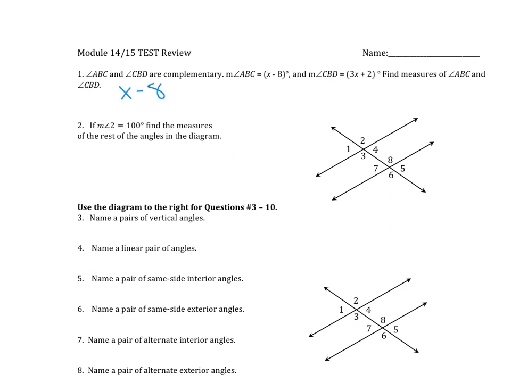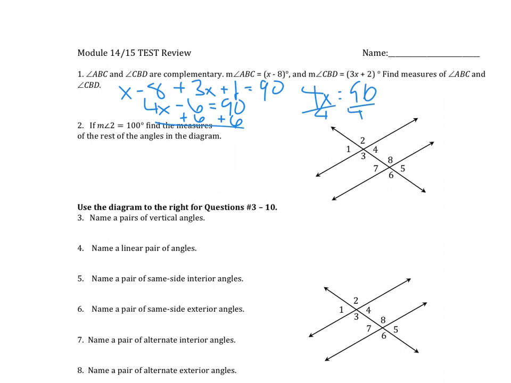x minus 8 plus 3x plus 2 equals 90. Then from there we can combine like terms. So x plus 3x is 4x. Negative 8 plus 2 is negative 6 equals 90. Then I want to add 6. And we get 4x equals 96. Divide by 4. And x equals... so we get 24.